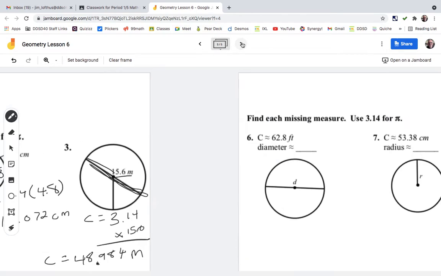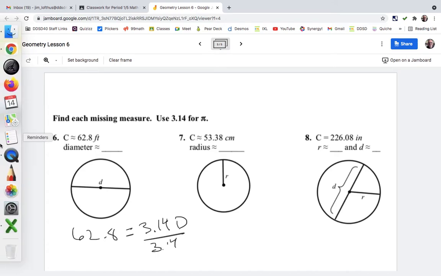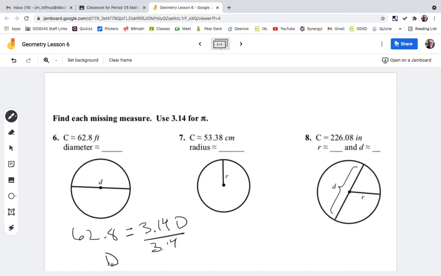And the last one, we're going to work backwards. The circumference, we already have the answer, is 62.8 feet. And so that's equal to 3.14 times the diameter. So if we divide by 3.14, 62.8 divided by 3.14, we get 20. So diameter equals 20 feet.